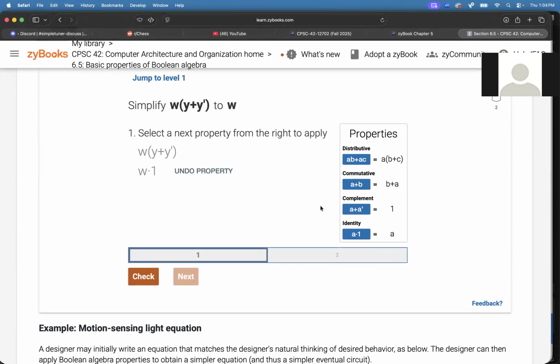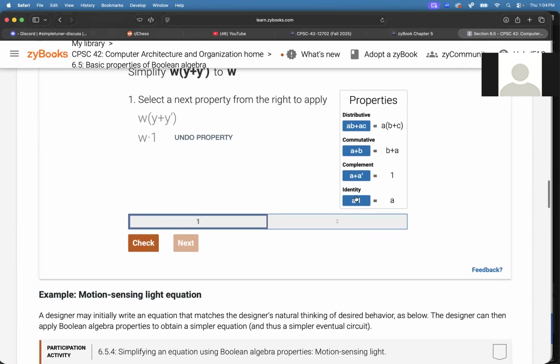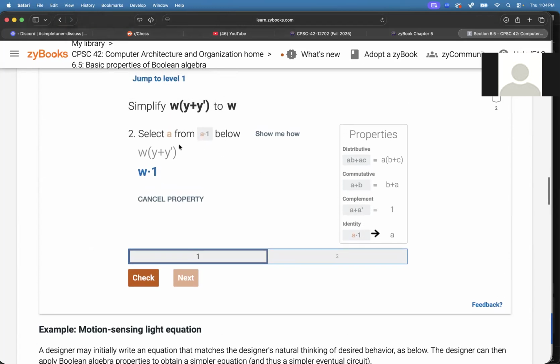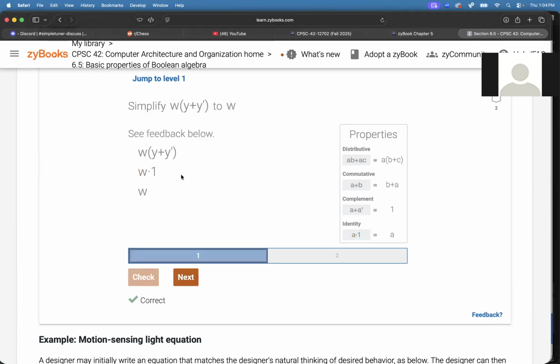Now, what do we need to do next? We're trying to simplify it to W, right? So we don't need the one. I see that that rule is called identity, right? A times one is A. So I click that. Then it says select A from A times one. Well, it's W. So we click that and we click next. Then it says select one. So click the one and then apply. Okay, we did it.